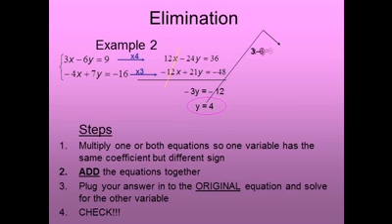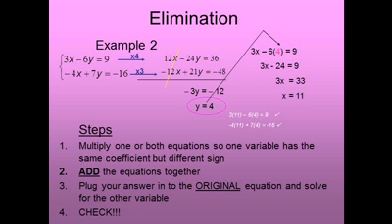Plug that positive 4 back into my original equation. Again, I just plugged it into the top equation. So we plug in the 4 for y. We solved for y, so we're plugging it into y. When you simplify this, you get 3x minus 24 equals 9. Add the 24, we get 3x equals 33, and we get x to equal 11.